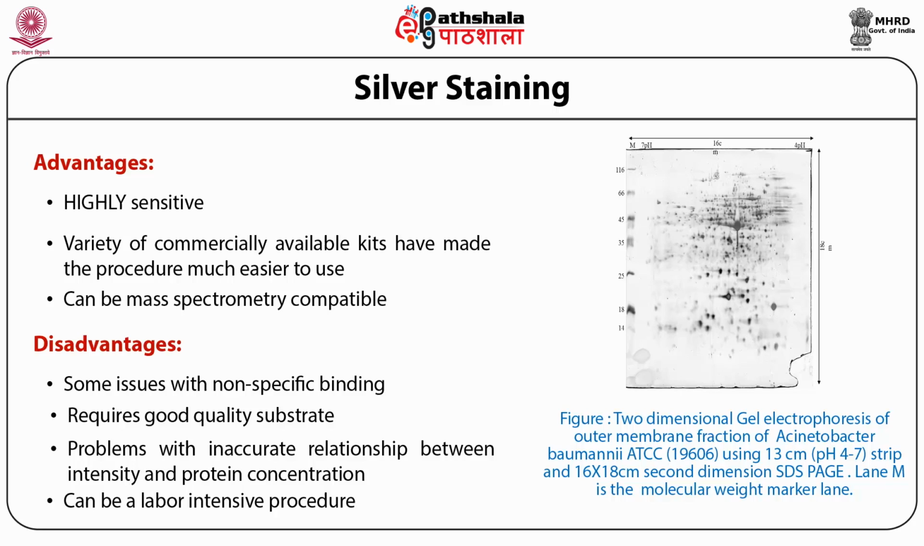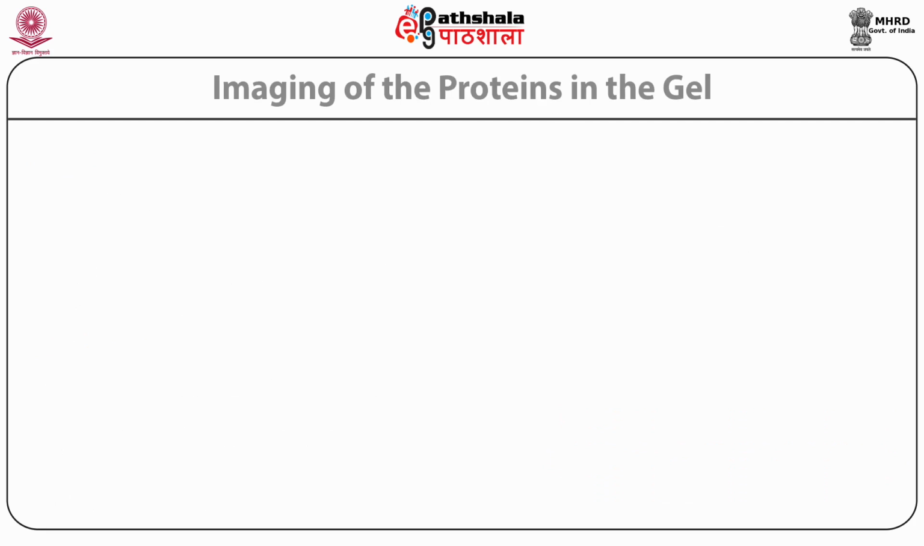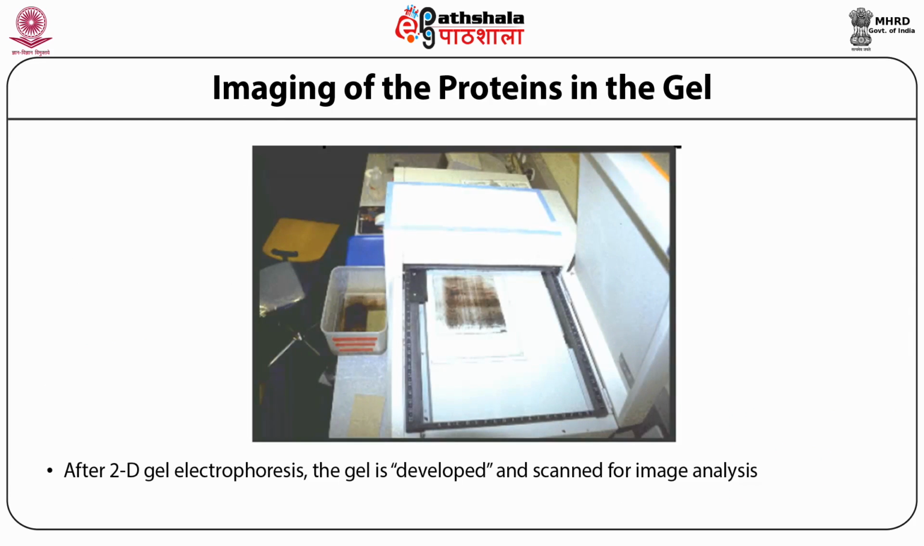Some issues are non-specific binding. Secondly, it requires good quality substrates for developing the stain. Third, there are problems with an inaccurate relationship between intensity and protein concentration. And sometimes you will find this technique is a labor-intensive procedure. After two-dimensional gel electrophoresis, the gel is developed with the help of silver staining, and we are showing a scanner which is scanning the image of the silver-stained 2D gel.